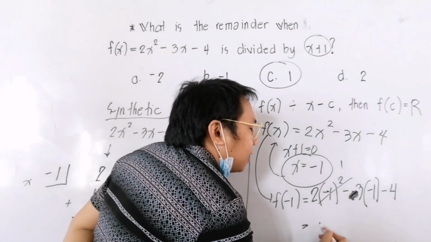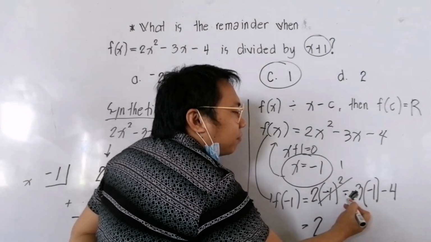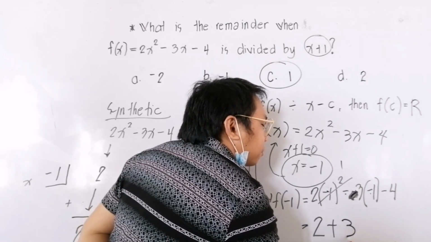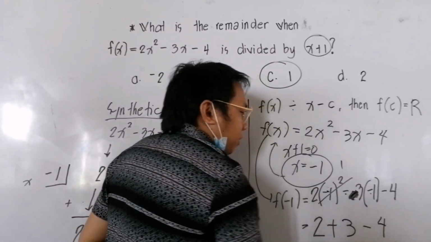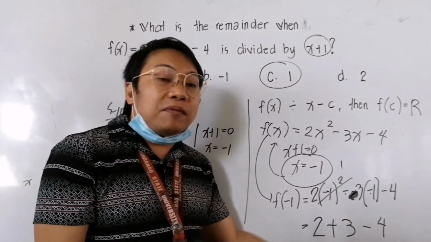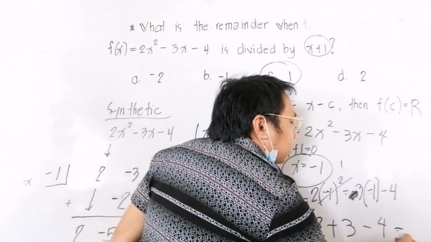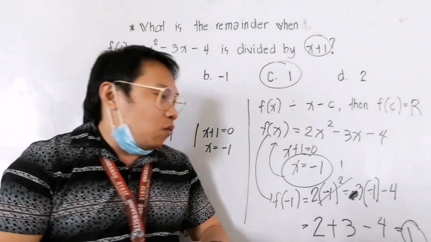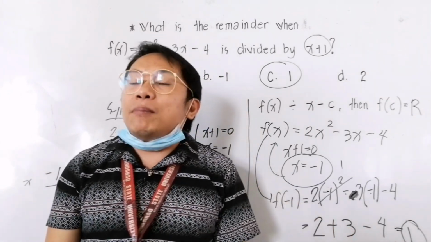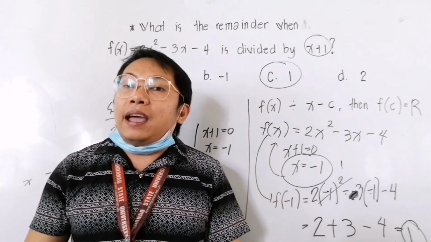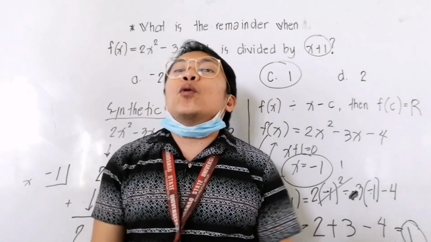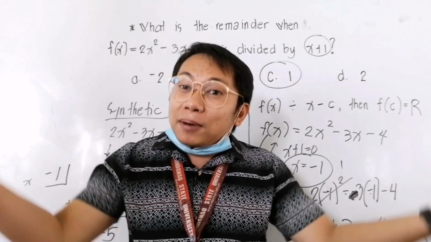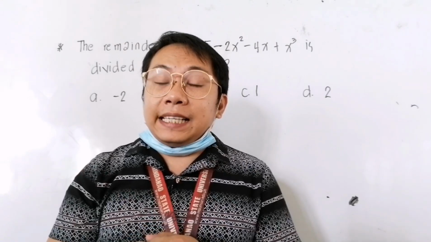So 2 times 1 is simply equal to 2. -3 and -1, multiply that will give you positive 3, minus 4. 2 plus 3 is simply 5, and 5 minus 4 will give you 1. So therefore, the remainder is simply equal to 1. So you have the same remainder using the synthetic division and the remainder theorem. It's up to you which is the easier way to use so that you won't have difficulty. Let's have another example.